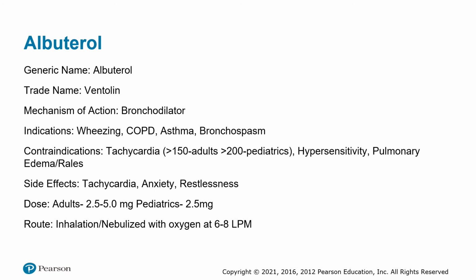Albuterol, this is a bronchodilator. It's given for wheezing, COPD, asthma, bronchospasms of any kind. Contraindications include tachycardia, because of the side effect of tachycardia. So if our patient is above 150, we don't necessarily want to give it, or we want to give it very cautiously. And then if they have a hypersensitivity to it, or they have pulmonary edema or rales.